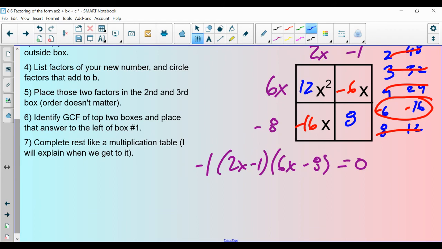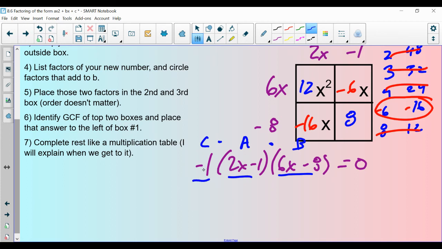Currently, we have a zero product property problem. Remember, the zero product property says that if you multiply something by something else, and we have three things that are being multiplied, and any of them are 0, then that will work, right? Then their product will be 0. And so we need to figure out what makes each of these 0.